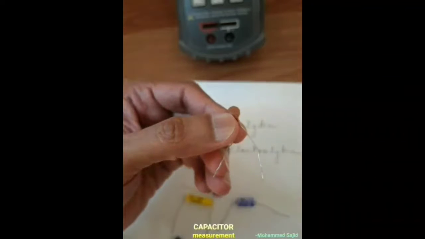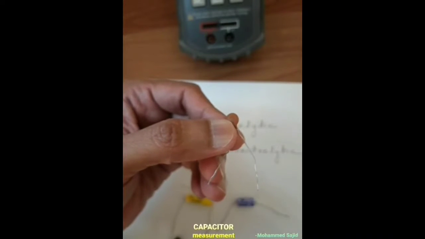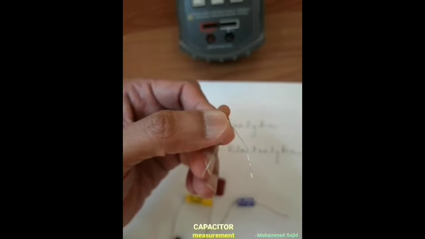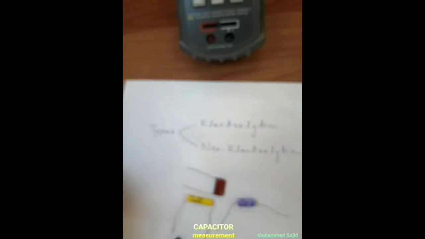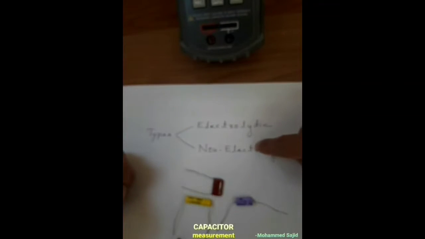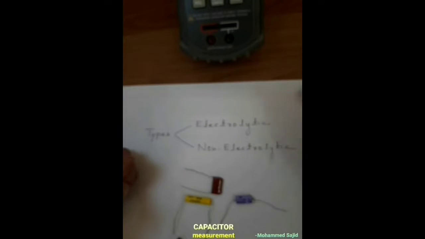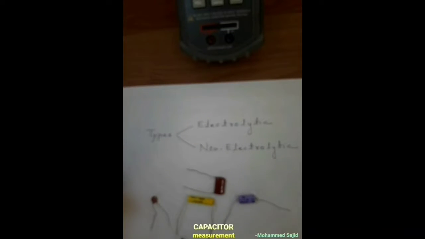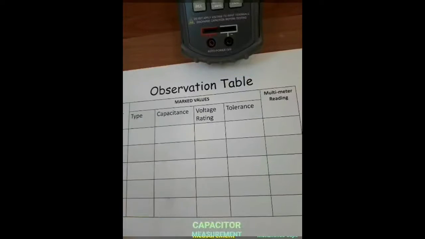So the first thing you have to write is the type of capacitor. There are only two types, electrolytic and non-electrolytic. Now we will start measuring capacitance. We will take different capacitors one by one.